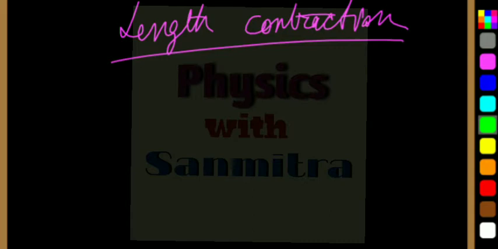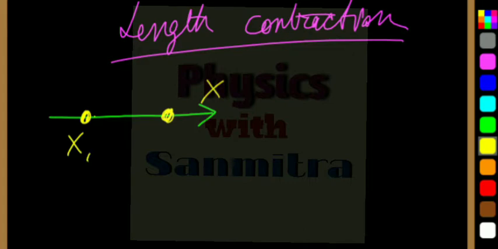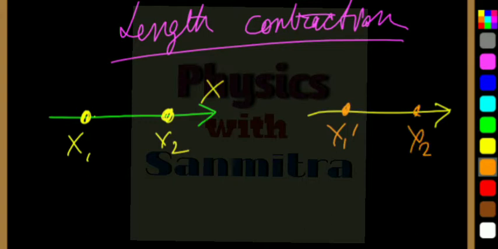Here let us consider an axis. I am drawing only the x-axis, I am not showing the y and the z. This is the x-axis, and let's say there are 2 points. This is x1 and this is x2. And let's say another frame. This is x1 dash and this is x2 dash.